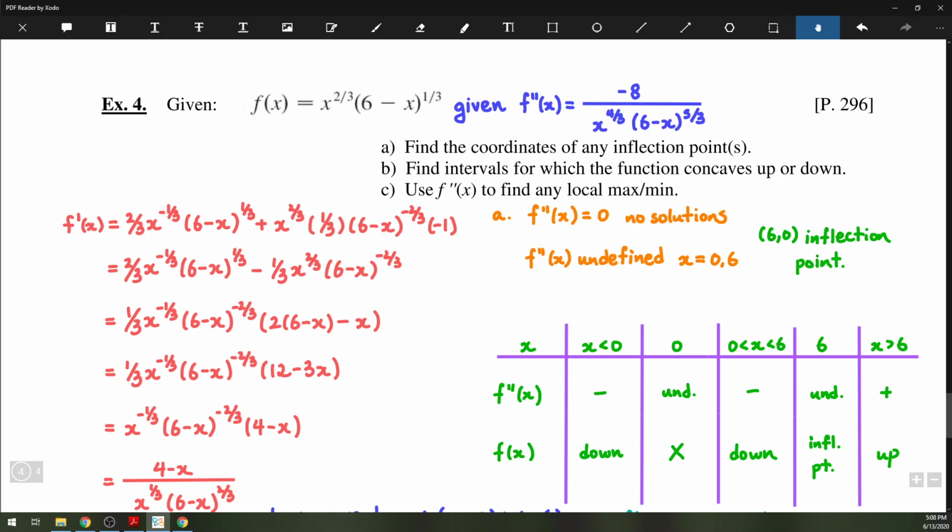So again, for a question like this, you will be given the second derivative. However, let's say if the original function was a polynomial, then the second derivative would be a lot easier to find. So in those cases, you will not be given the second derivative.